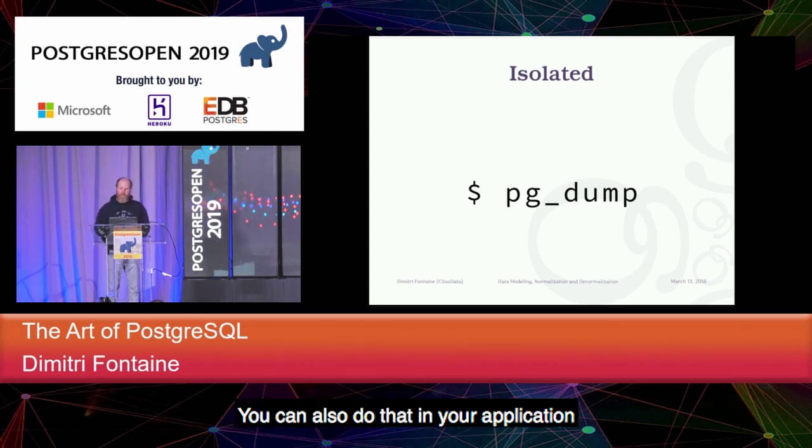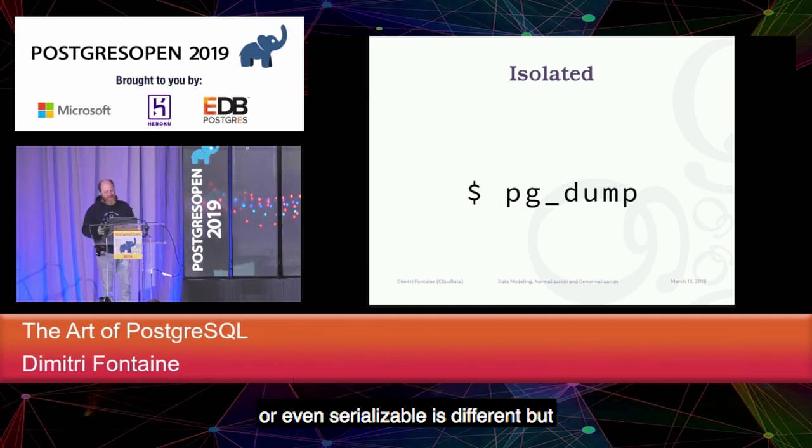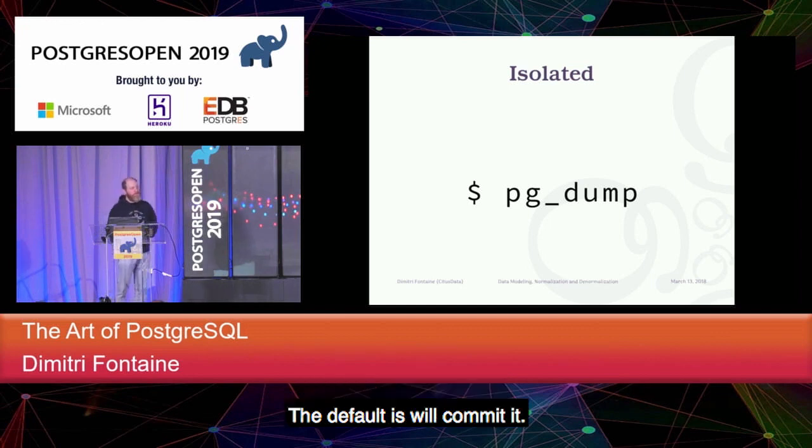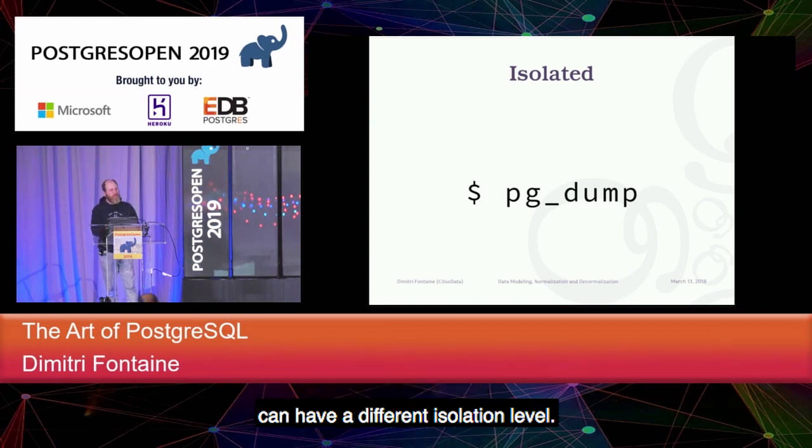You can also do that in your application. And maybe it could be the default, repeatable read, or even serializable, it's different. But repeatable read might be what you expect from the database, but it's not the default. The default is read committed. So maybe you want to look into that. But anyway, every transaction in Postgres can have a different isolation level.